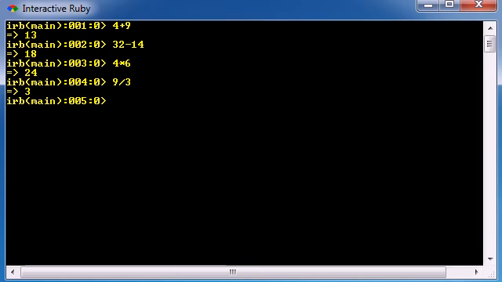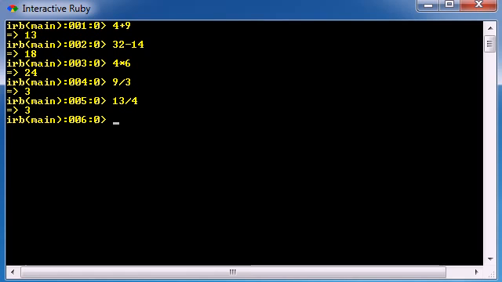Now, that's fine and all, but division gets a little bit tricky. Say we give it something like 13 divided by 4. Now, 13 divided by 4 is 3.25. However, if we go ahead and hit enter, we get 3. That's interesting. It didn't give us a remainder, it didn't give us a decimal.